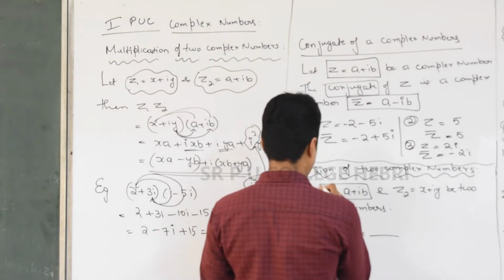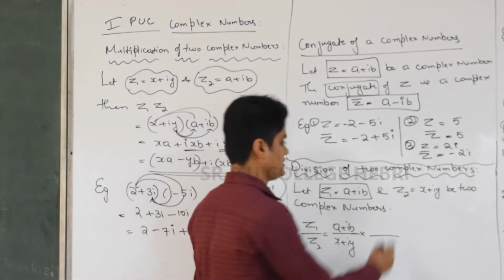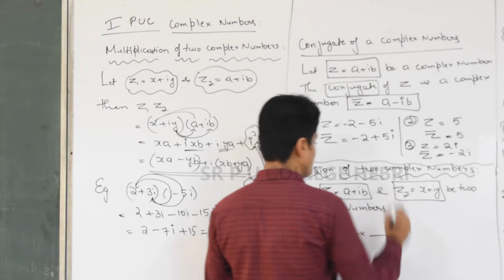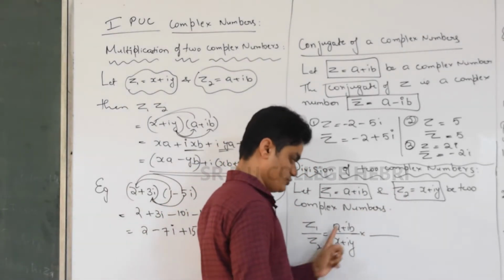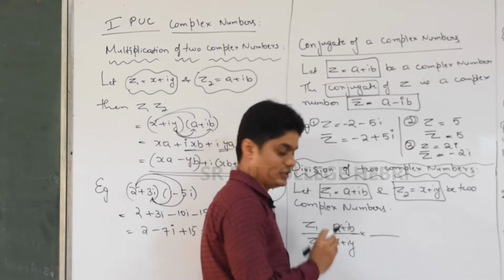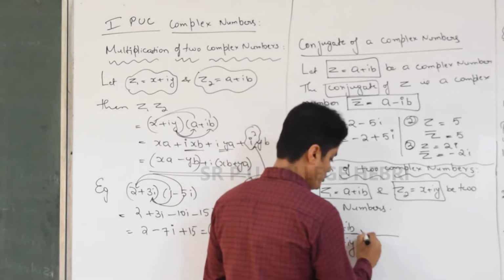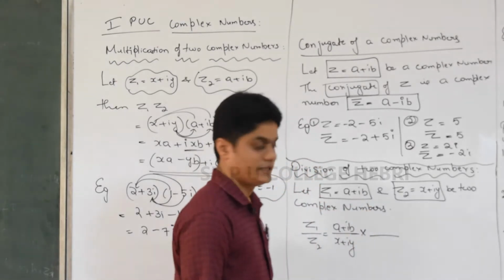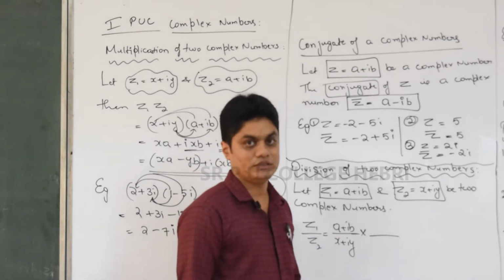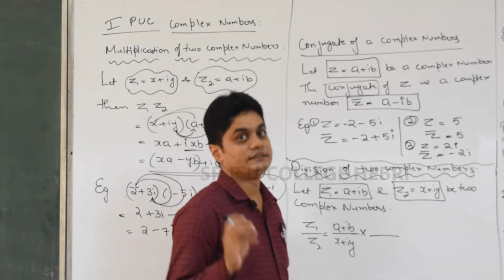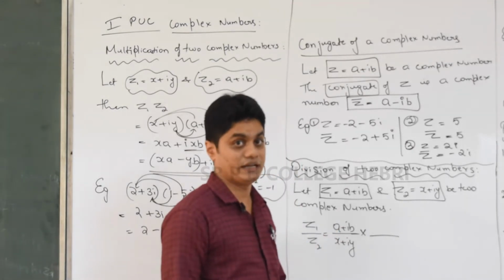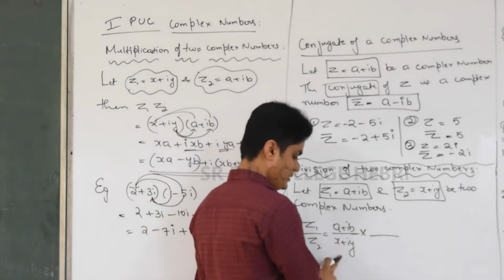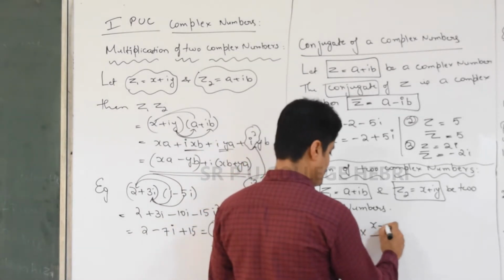Observe carefully. If z1 is equal to a plus ib and z2 is equal to x plus iy are two complex numbers, then z1 by z2, you have to follow one procedure. If you want to divide two complex numbers, multiply and divide by the conjugate of the denominator. The conjugate of the denominator, you know, is x minus iy.